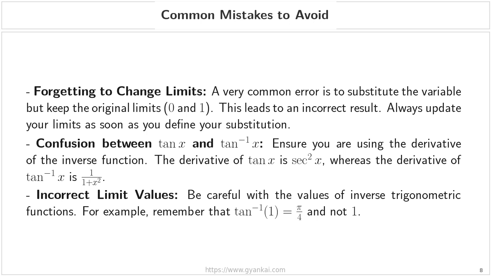Finally, incorrect limit values. This is about knowing your inverse trigonometric functions. For example, you need to recall that the inverse tangent of 1 is equal to pi over 4, not simply 1. It's easy to get tripped up on the actual values these functions return, so double-check those, especially when dealing with definite integrals. Knowing these standard values will save you time and prevent errors.